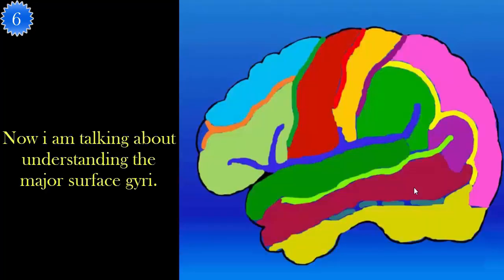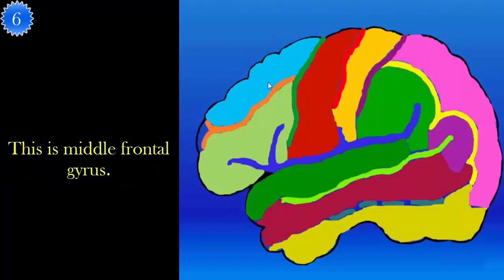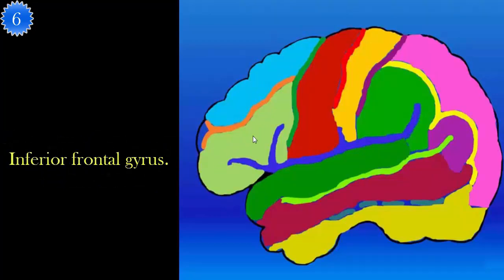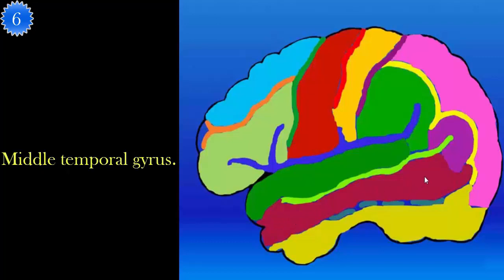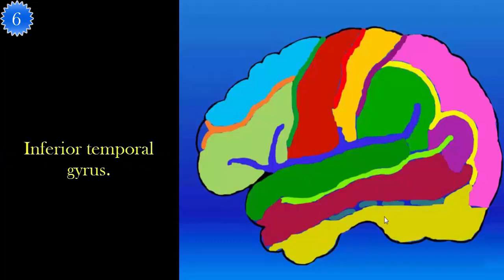Now I am talking about understanding the surface gyri. This is the medial frontal gyrus, inferior frontal gyrus, precentral gyrus, post central gyrus, supramarginal gyrus, angular gyrus, superior parietal lobule, superior temporal gyrus, middle temporal gyrus and inferior temporal gyrus.